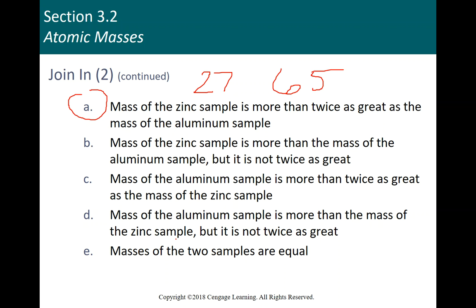All right, so that concludes section 3.1 and 3.2. Next time we're going to talk about the mole, which is the counting unit of chemistry.